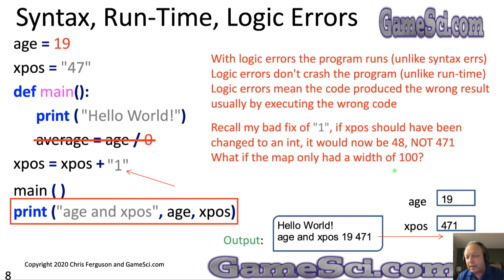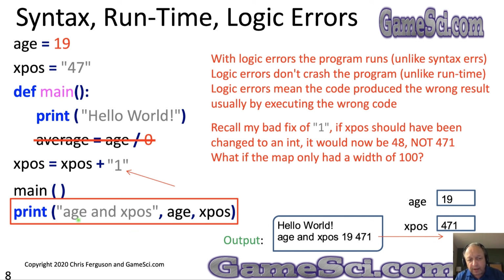What if the map only had a width of 100? Then obviously a width of 471 would be bad. Again, I talked about this several times. Maybe this should be an int, and then this should be an int. This is a logic error. I was expecting a 48 in this variable, and I got a 471.